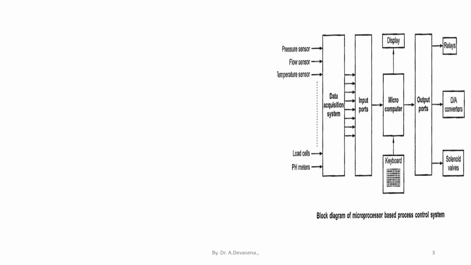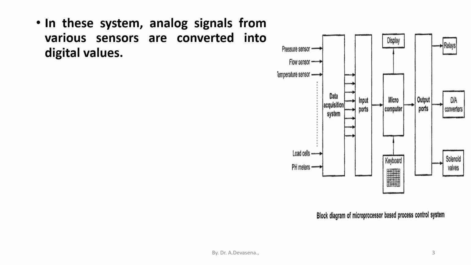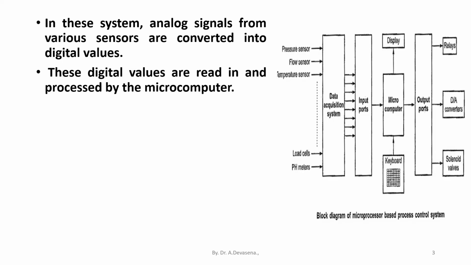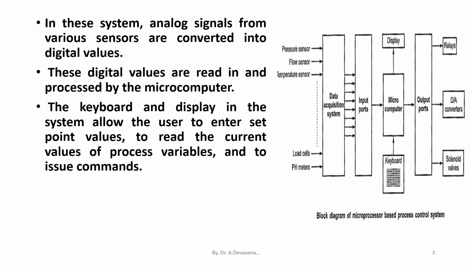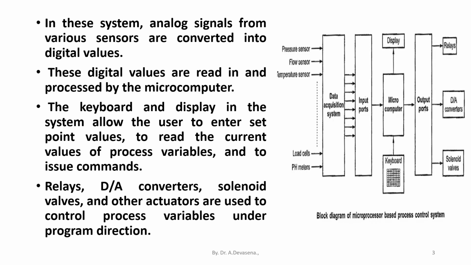In these systems, analog signals from various sensors are converted into digital values. These digital values are read in and processed by the microcomputer. The keyboard and display in the system allow the user to enter set point values, to read the current values of process variables, and to issue commands. Relays, DA converters, solenoid valves, and other actuators are used to control process variables under program direction.